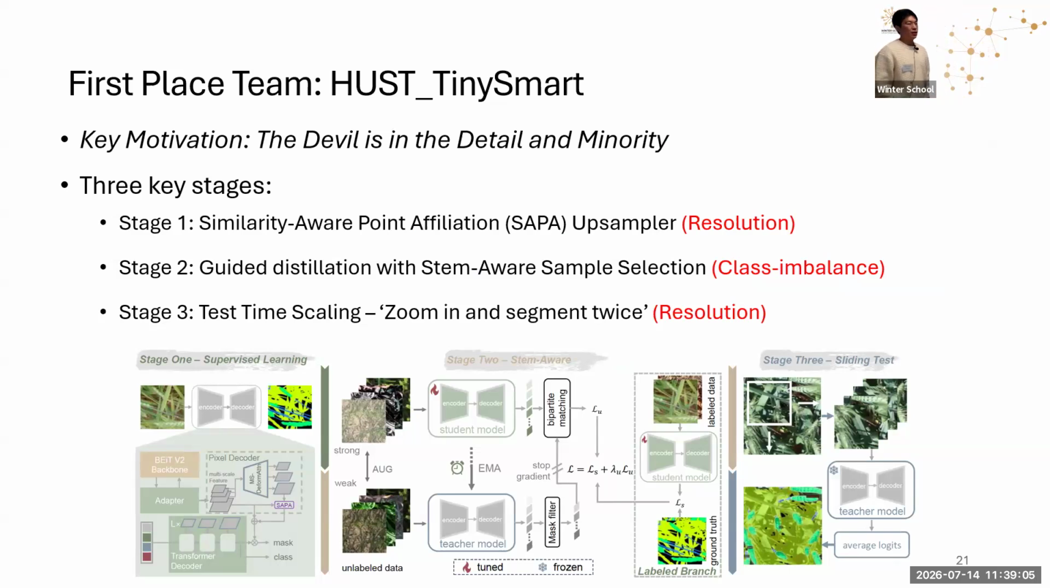So they have designed 3 different key stages. First, they propose an upsampler, trying to deal with the resolution issue. Second, they do a sample reselection strategy, which tackles the class imbalance issue. And third is the ensemble strategy, where they use different test augmentations to produce different outputs, right? And then they ensemble the different outputs to make sure the final prediction is more reliable. But in the meanwhile, because the augmentation is using a zoom-in method, we say that this is also trying to solve the resolution limitations.